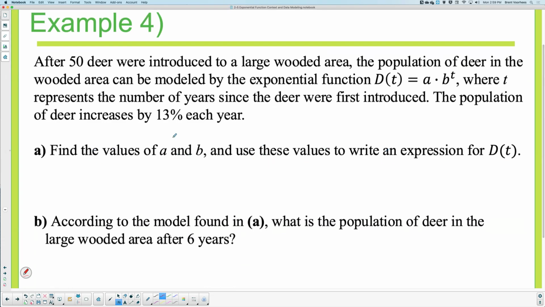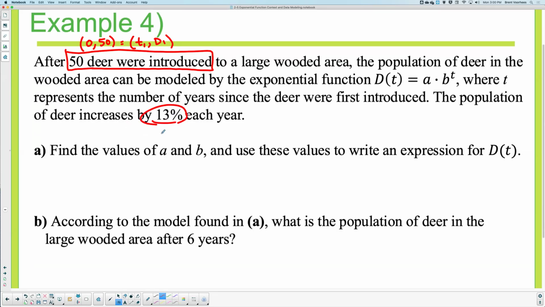Now, remember earlier I told you you need to know 2 data points, which this could be here. 50 deer were introduced in a large wooded area. This is our first data point. You could say this has an x1 of 0, or a t1 of 0 and a y1 of 50. So we could say that is our first data point. We could call that t1, comma, I'll do d1 because that's what we have here. And let's see here, we have a rate.